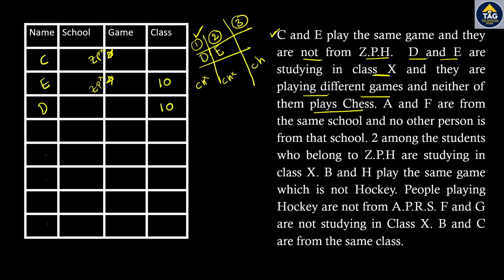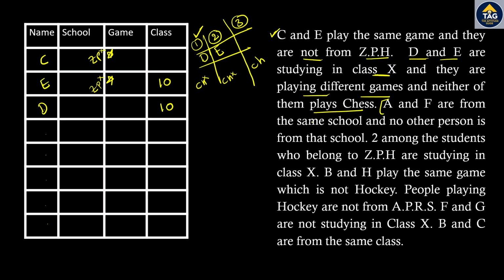D and E are from 2 different schools. I've named D's school as 1. I've named E's school as 2. So people who belong to school 1 cannot play chess. People who belong to school 2 cannot play chess. So that's obvious. People who belong to school 3, they have to play chess. Hope it is clear. Let us look at the next one now.